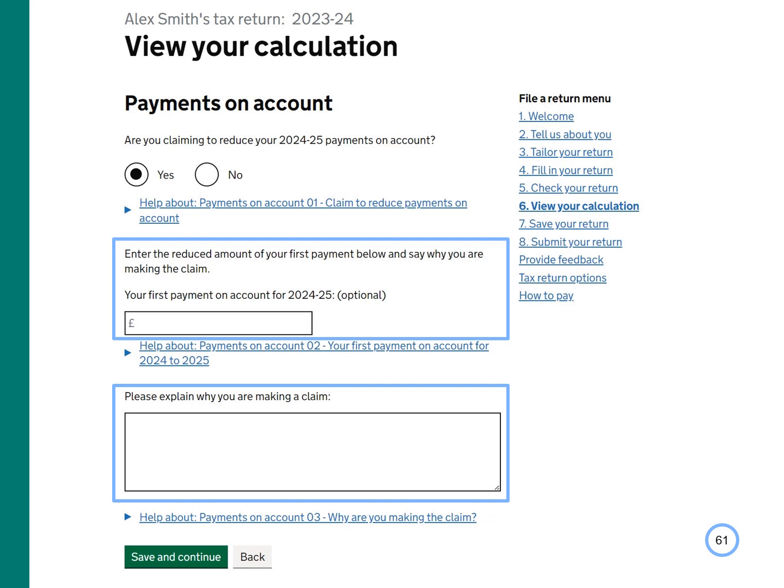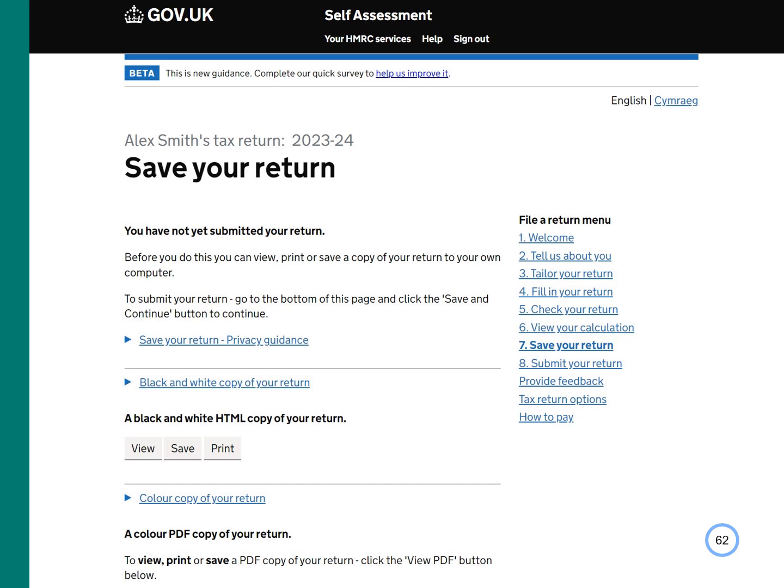On the tax return, if you choose yes to reduce payments on account, you're asked to enter the reduced amount for your first payment on account and explain why you are making a claim to reduce it. Your second payment on account will be set at the same amount. After viewing your self-assessment calculation, you can then save a copy of your return before you submit it. You can find out more about how to do this in our webinar, Finishing Your Tax Return.